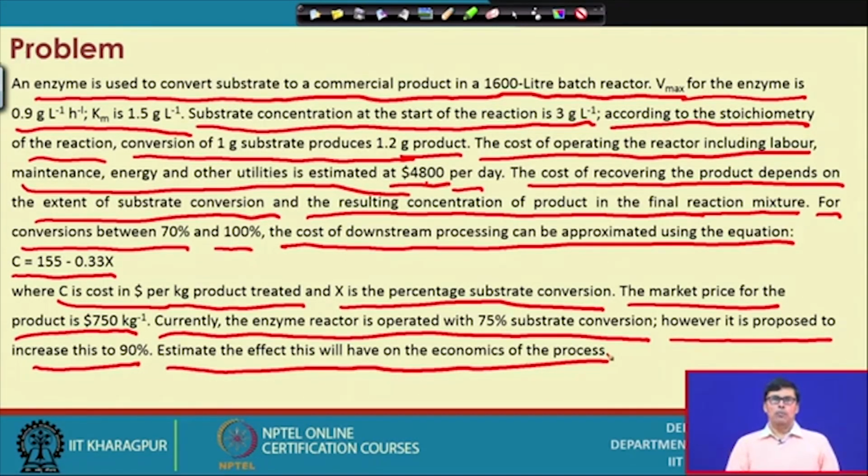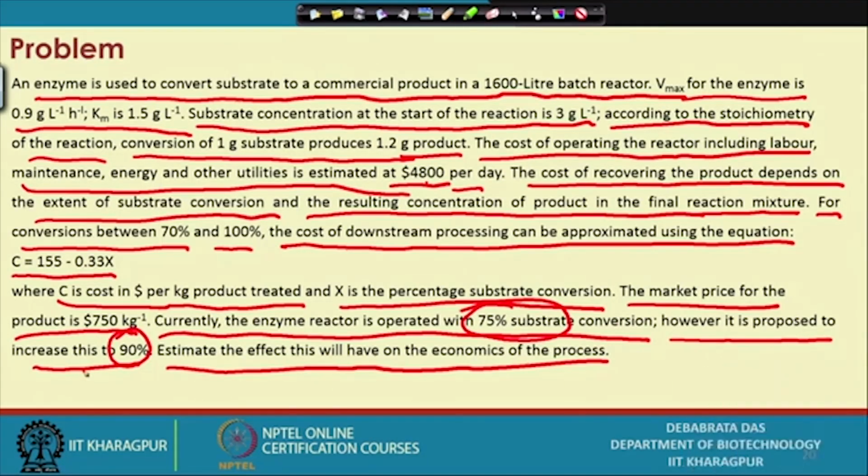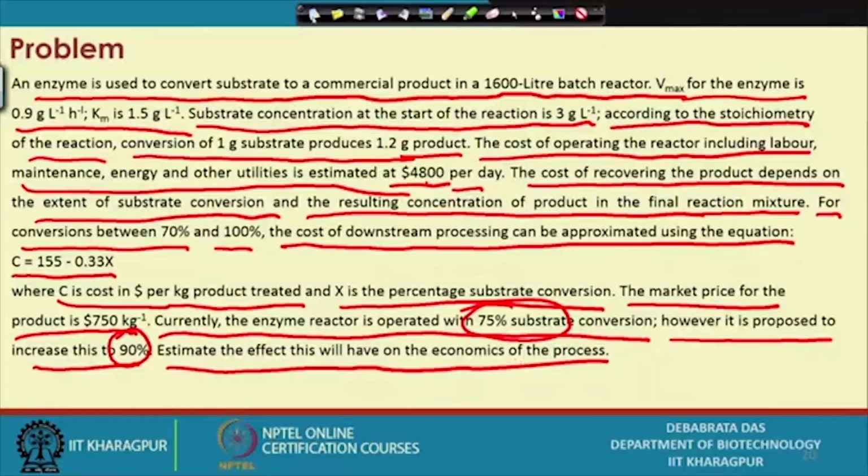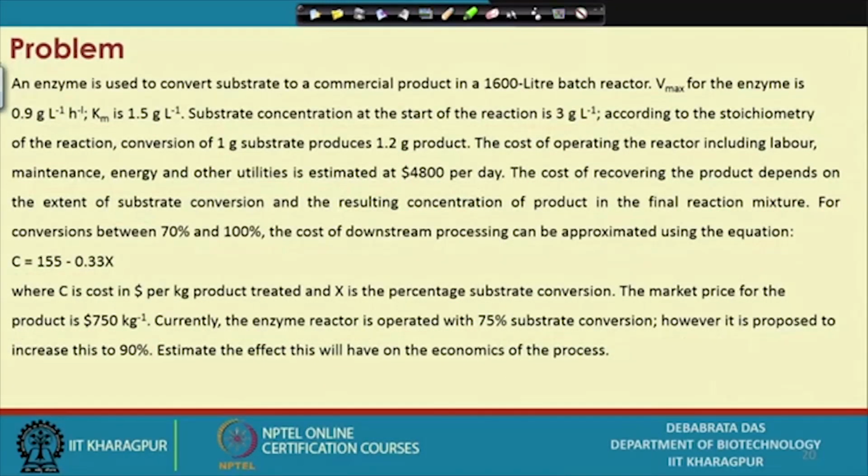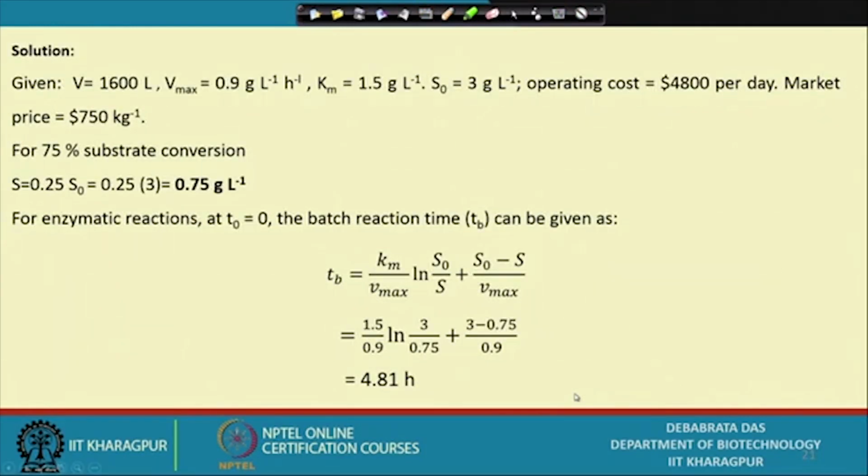So the problem is very simple. We are operating the process at 75% substrate conversion, and now the industry wants to increase the conversion to 90%. Now the question comes: if we increase to 90% conversion, is it possible to increase the economy of the process? That is what we shall have to find out in this problem. So let us see how you can find out.